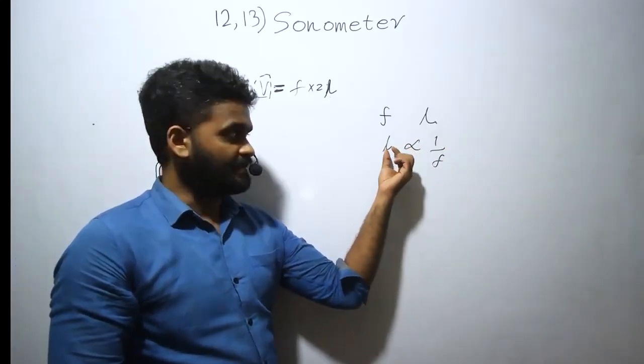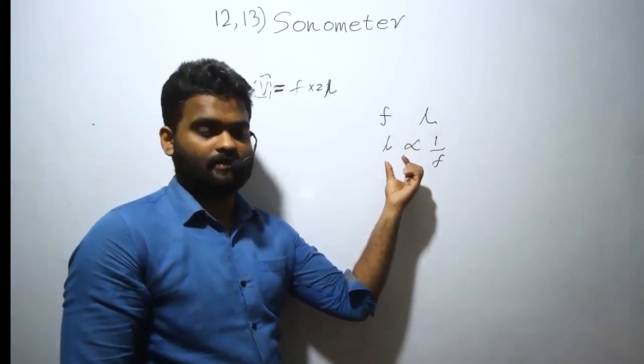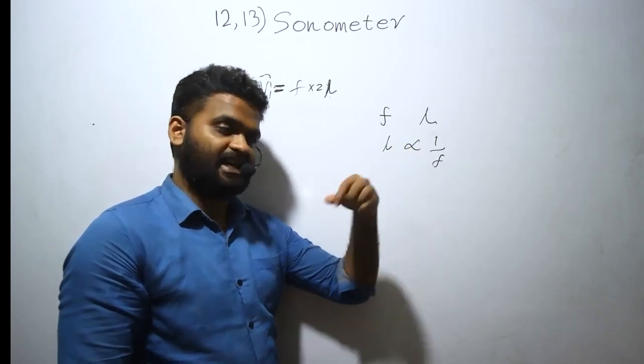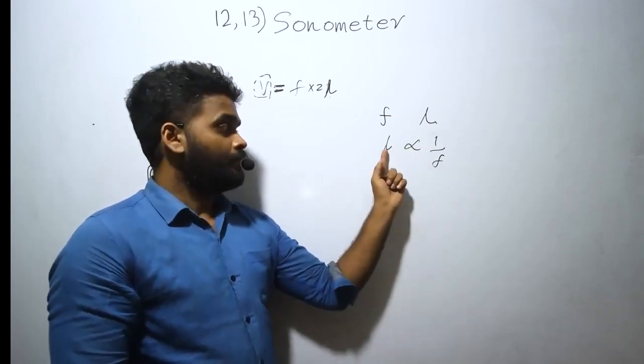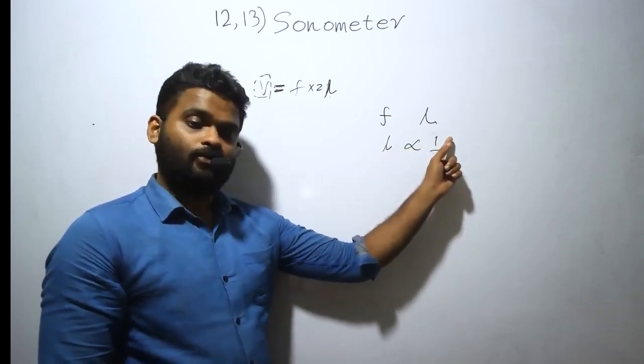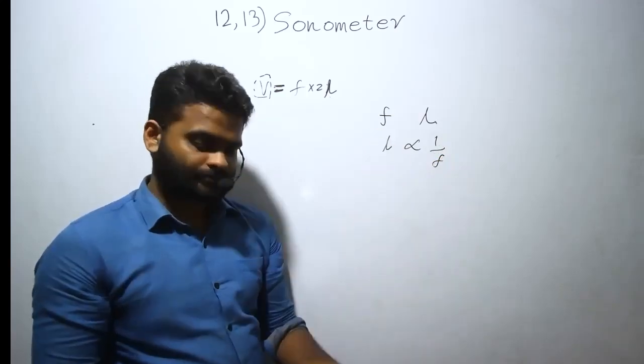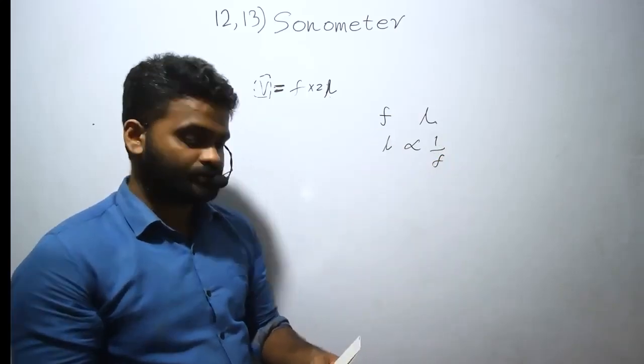Length is resonance length. This is called resonance length, right? Not just length, resonance length. Length when they are resonating is proportional to 1 over the frequency. So that is what we are going to derive here.